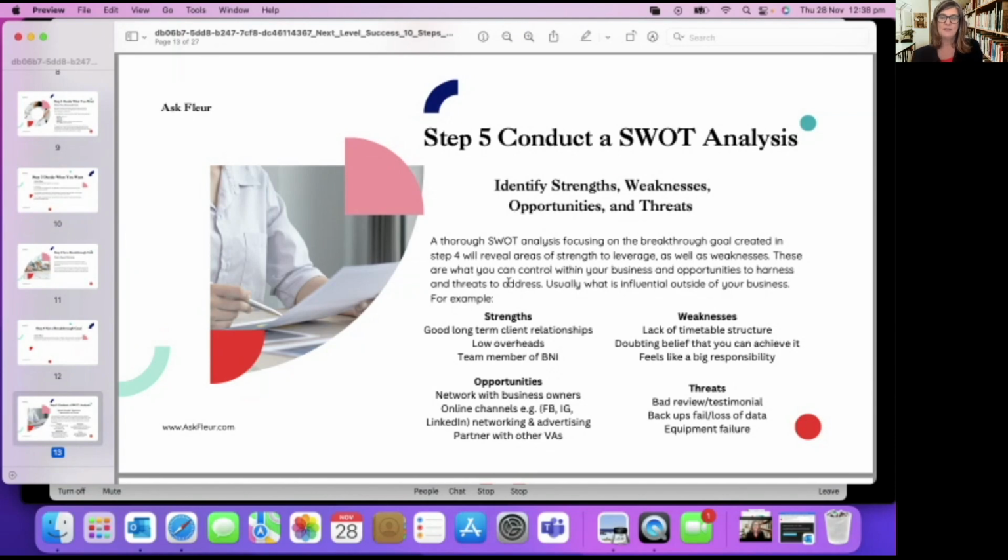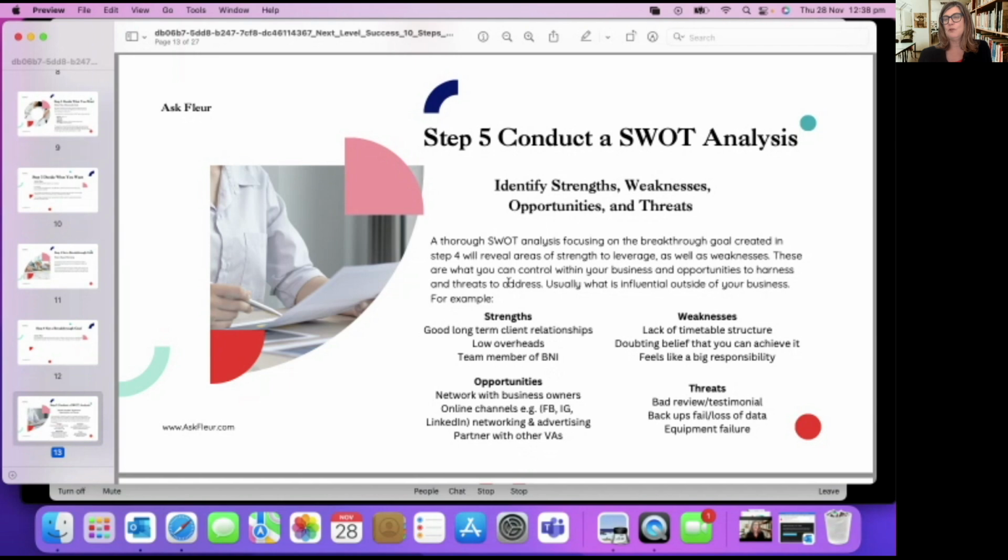In this fictional scenario, the strengths of the business owner are good long-term client relationships and low overheads, it's an online business. Their weaknesses are a lack of a timetable structure, doubting belief that they can achieve it, and it feels like a big responsibility running a business. Opportunities are to network with business owners and access to online channels to also network.